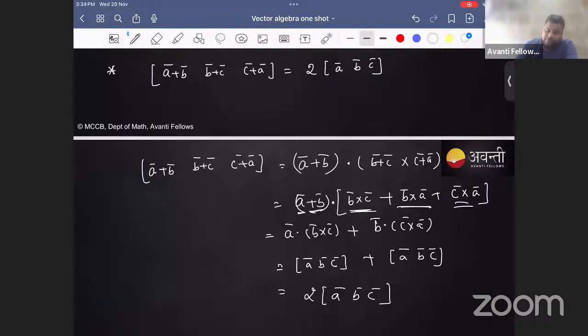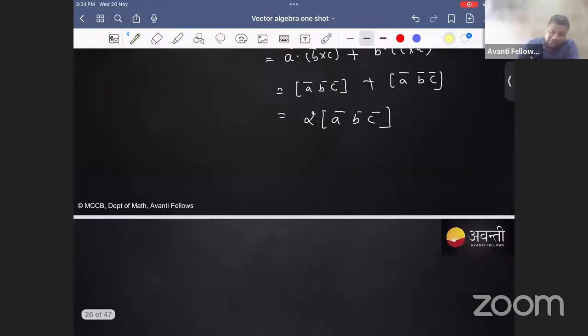Got it? Now, another very simple rule. Box of A minus B, B minus C, C minus A will always be 0. Irrespective of any A, B, C, box of A minus B, B minus C, C minus A will always be 0. That means even if A, B, C are coplanar or not coplanar, A minus B, B minus C, C minus A will always be coplanar.